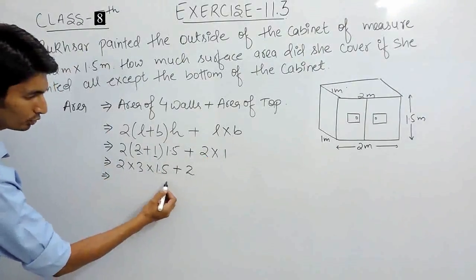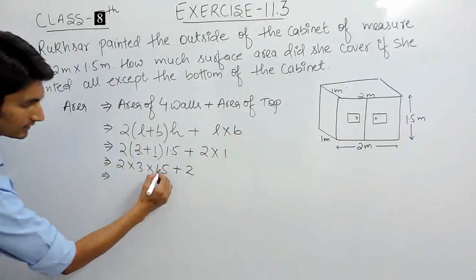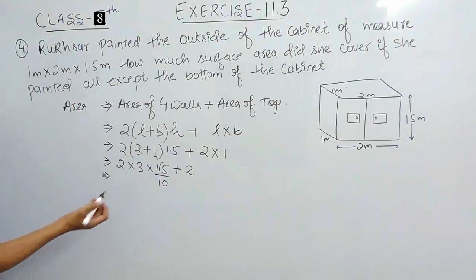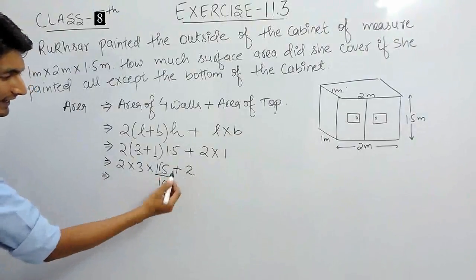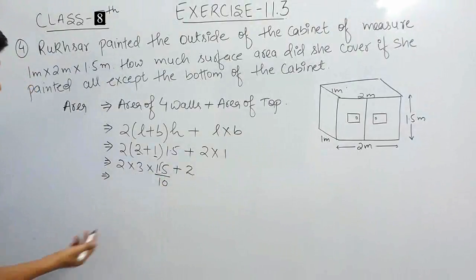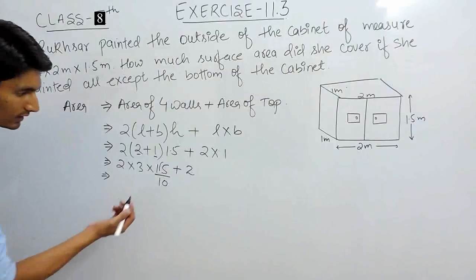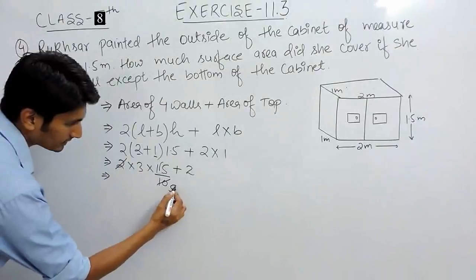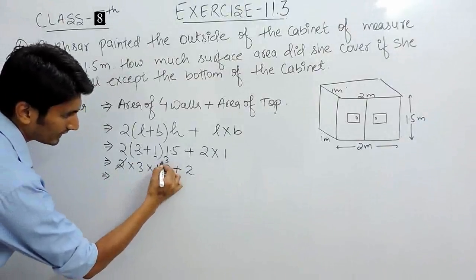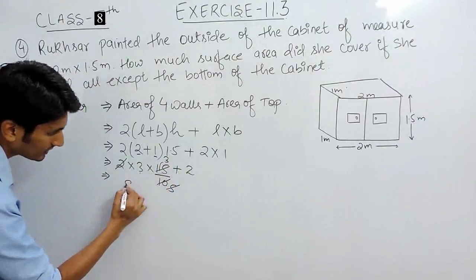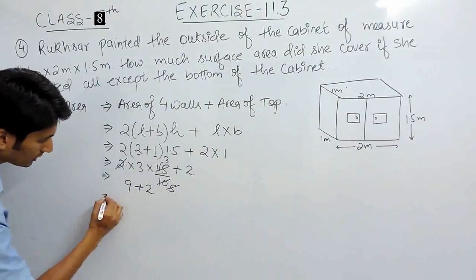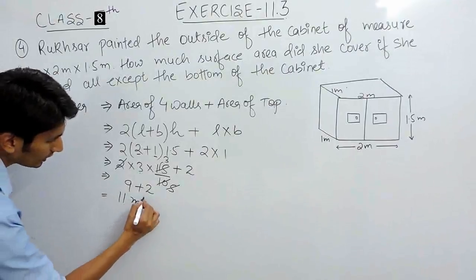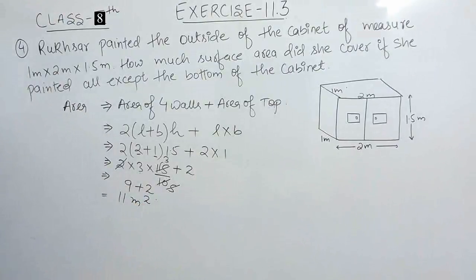Now we can further solve it. Either you can remove the decimal and solve it, or you can multiply and then add. It's better to cancel this so that our calculation would be smaller. This can be cancelled 5 times and this will be 3 times. So 3 multiplied by 3 is 9 plus 2. So this will be 11, and the dimensions are in meter. So the area will be 11 meters square.